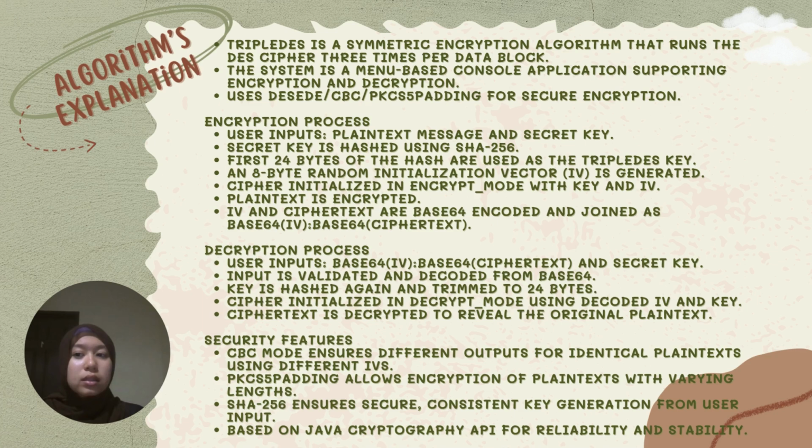This system uses Java's built-in cryptographic libraries, which provide a secure and stable way to handle encryption and decryption. CBC mode ensures that the same plaintext produces different ciphertext if the IV is different. PKCS5 padding allows messages of various lengths to be processed, and using SHA-256 for key generation adds an extra layer of security. So in summary, this algorithm demonstrates how TripleDES can be securely implemented in Java using strong cryptographic principles such as key hashing, IV generation, and block cipher modes.